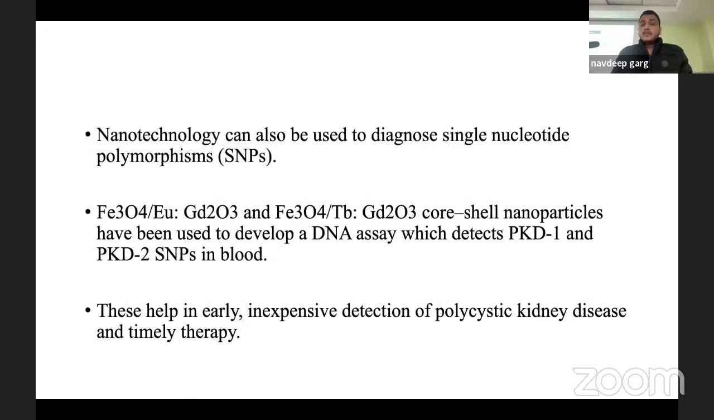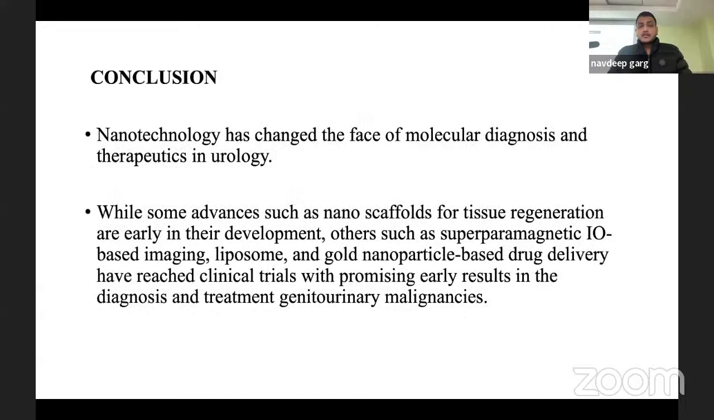It can be used to diagnose single nucleotide polymorphisms, like in PKD. It can also detect PKD1 as well as PKD2 single nucleotide polymorphisms by using these shell nanoparticles, which can help in the early and inexpensive detection of polycystic kidney disease and timely therapy. Coming to the conclusion, nanotechnology has changed the face of molecular diagnosis and therapeutics in urology.